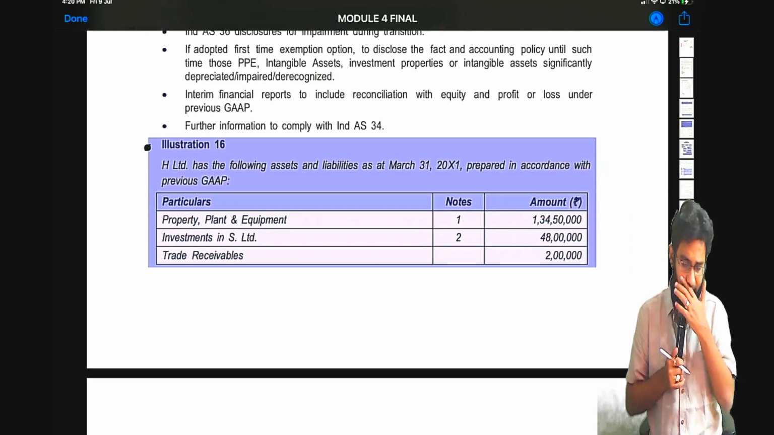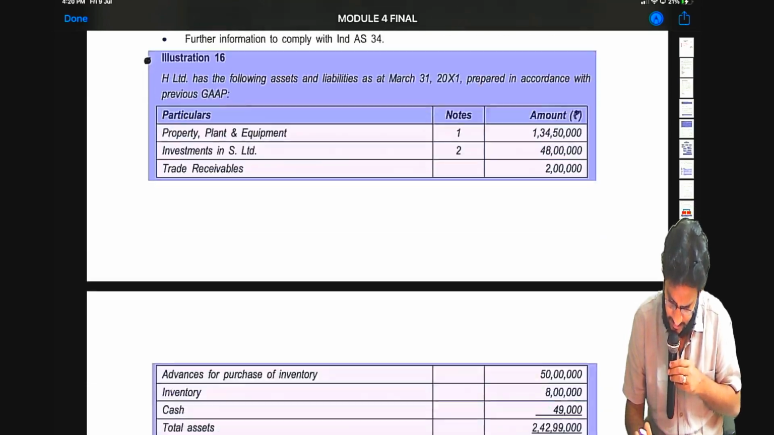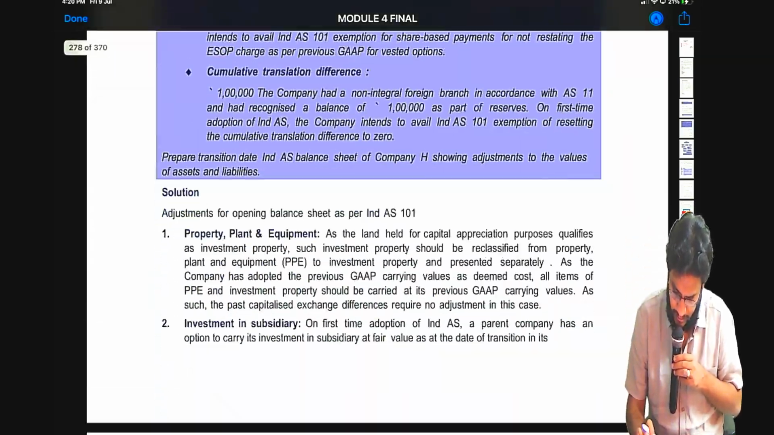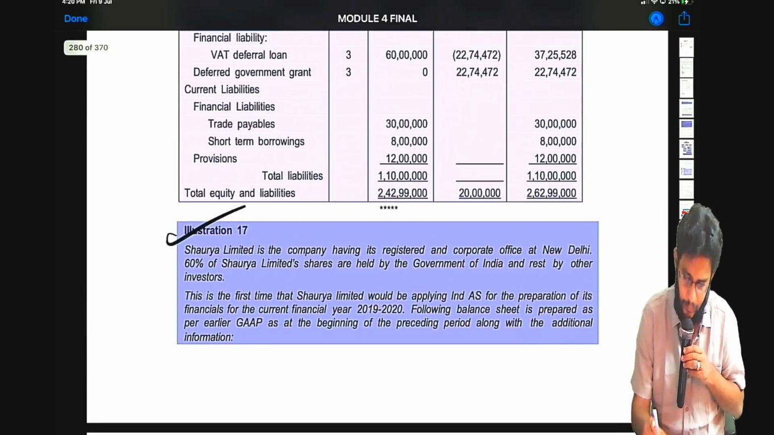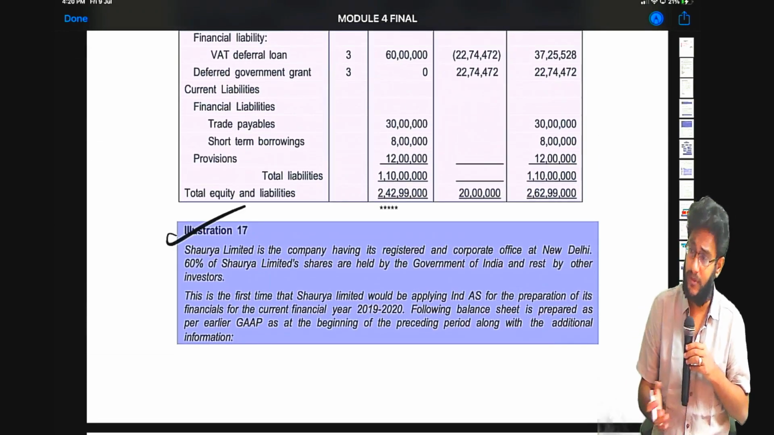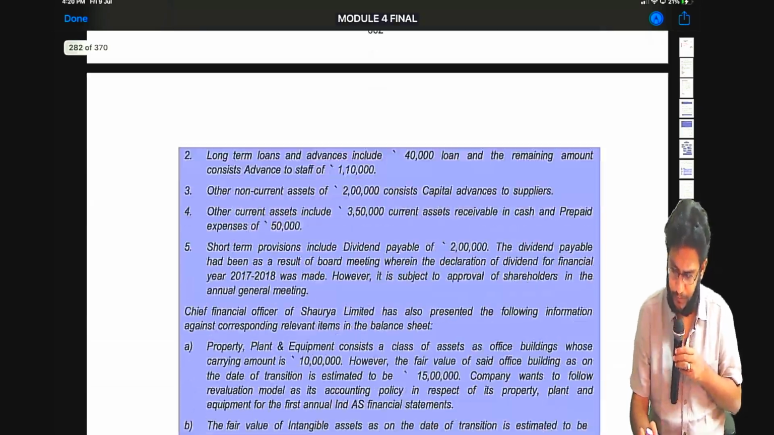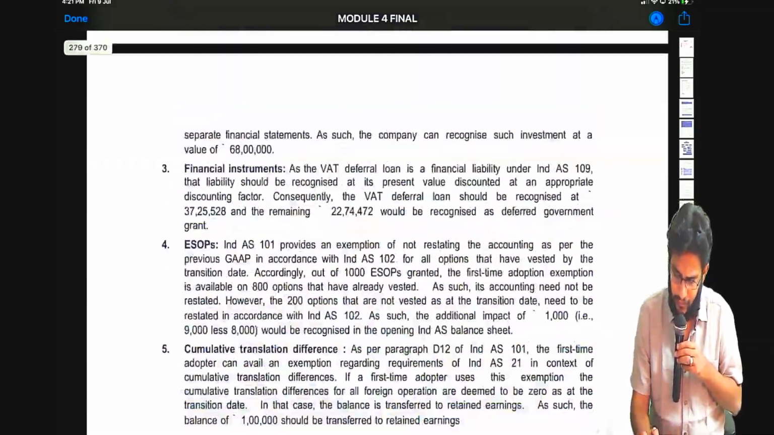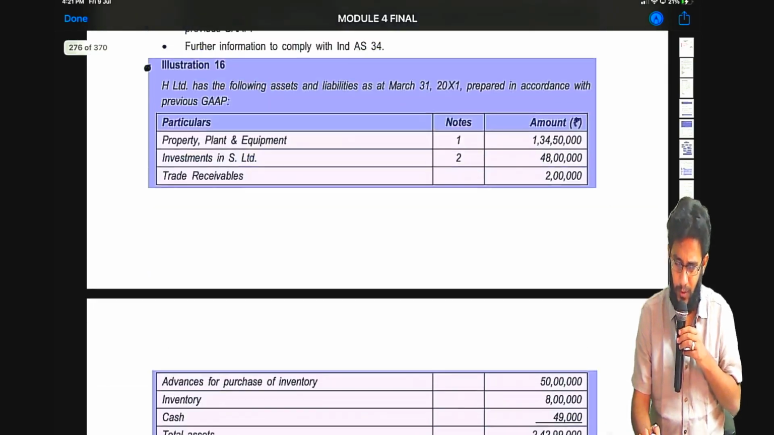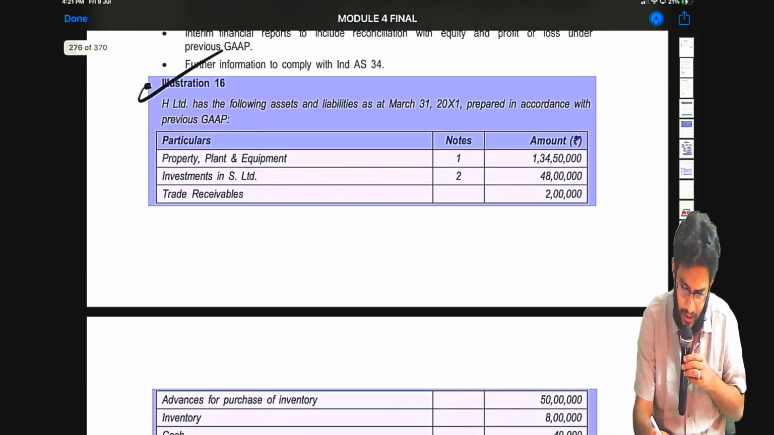Anyway, sir, come to illustration 16. Illustration 16 is due, sir. Illustration exam case due. Even illustration 17 is also due. 17 is a new question that's added in the book, but this is due. On the back side also, they have added some 4 or 5 questions. In that 1 or 2 questions are good ones, rest are basic level questions. Anyway, let's first finish this off.